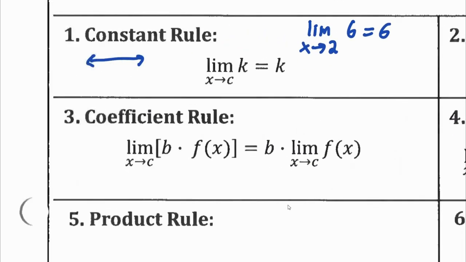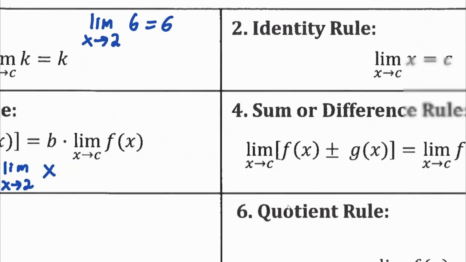And so this basically says if we're taking the limit of something and there's a coefficient out front, we can bring that coefficient out in front of the limit. And so what this means is, let's say we have the limit as x approaches 2 of 6x, that 6 is considered a coefficient. And so to make it easier to solve, we can bring it out front and take the limit as x approaches 2 of just x.